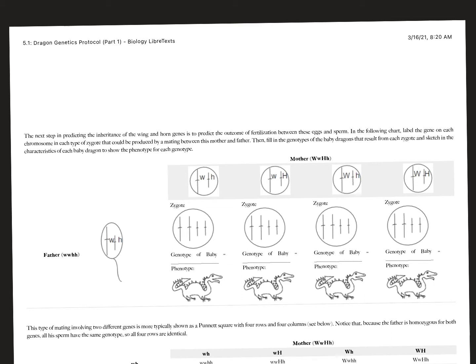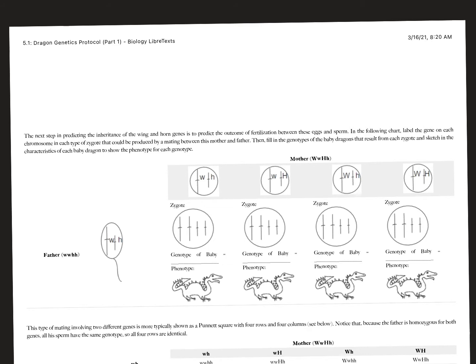All right, so what do they mean by all that? Can you explain in your own words? Pretty much it just looks like a Punnett square, and they want us to label what the 4 baby dragons would look like if the parents mated and the eggs and sperm cells got together.